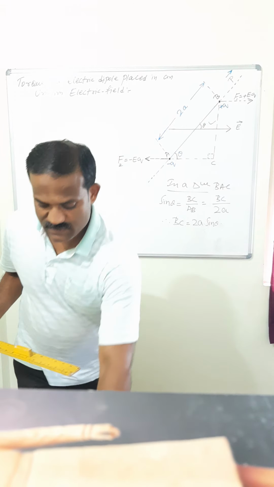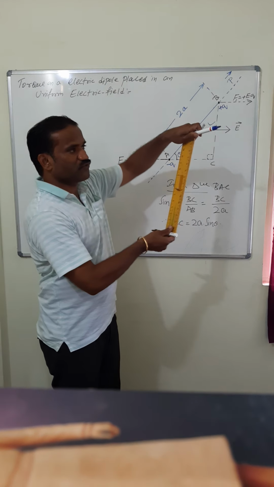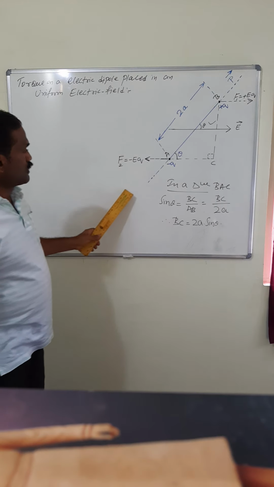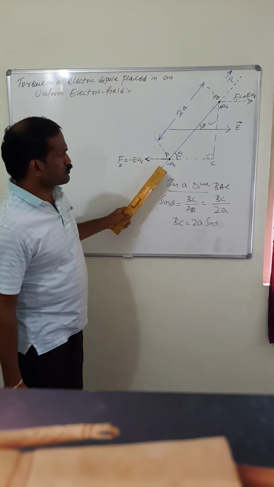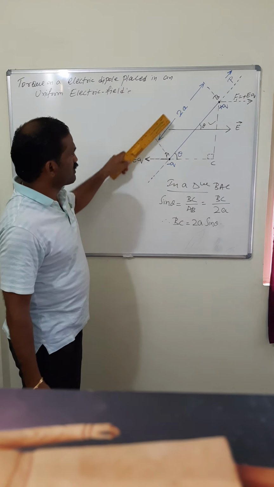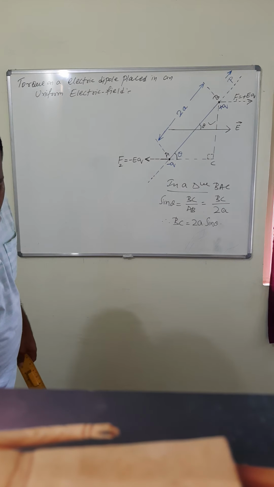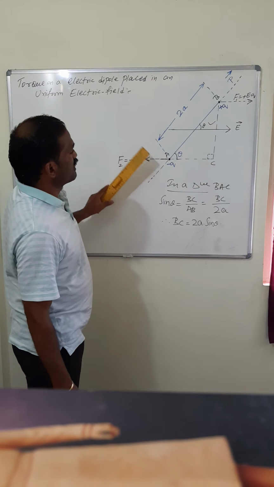This is one force, F1, and this is the other force, F2. Two equal and opposite forces will constitute a couple, as I explained. Now a negative charge and a positive charge, two equal and opposite charges, are separated by a distance 2a. So AB is a dipole placed in a uniform electric field.